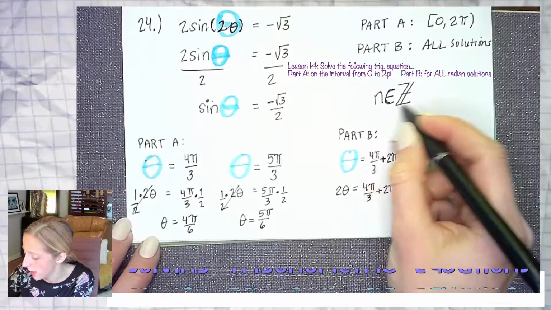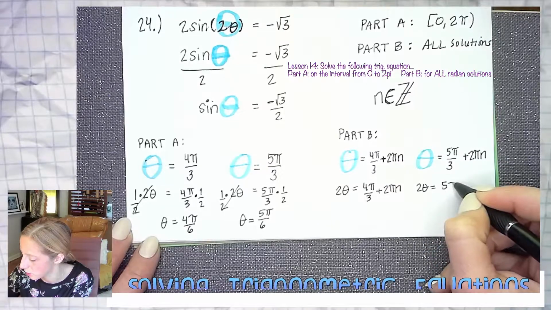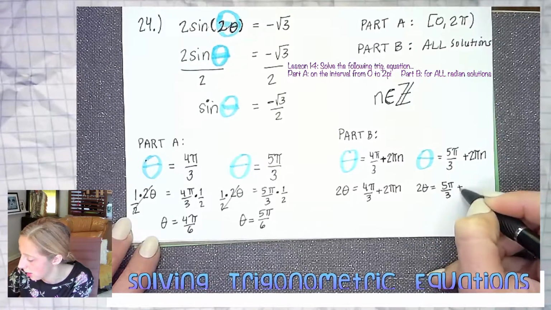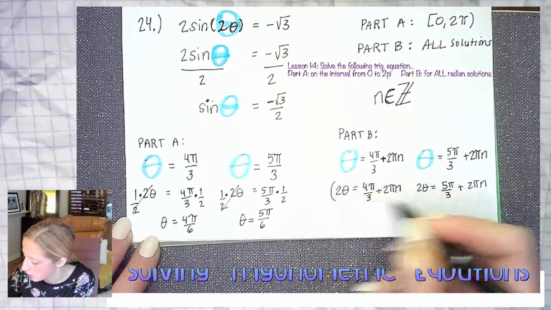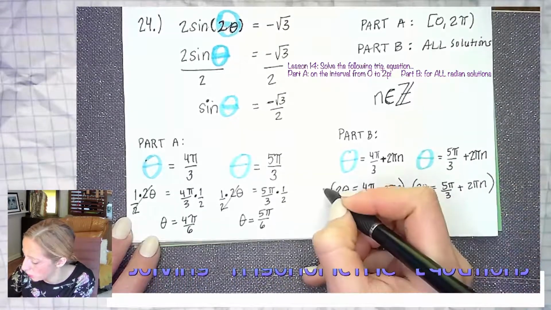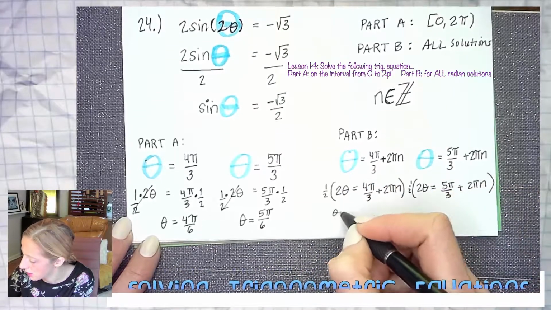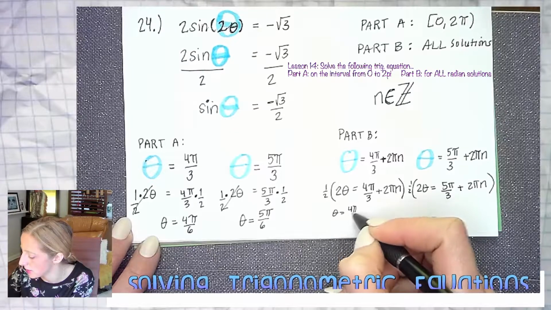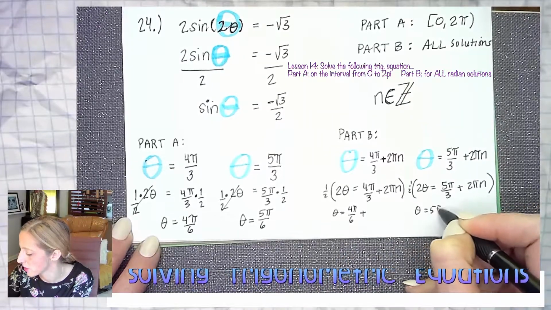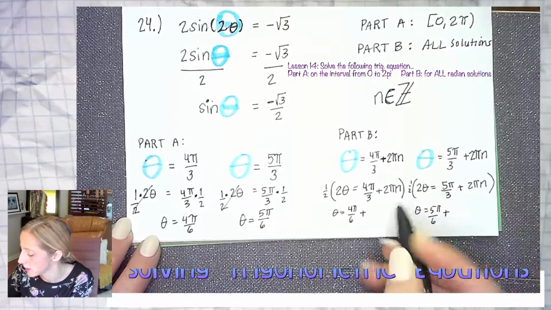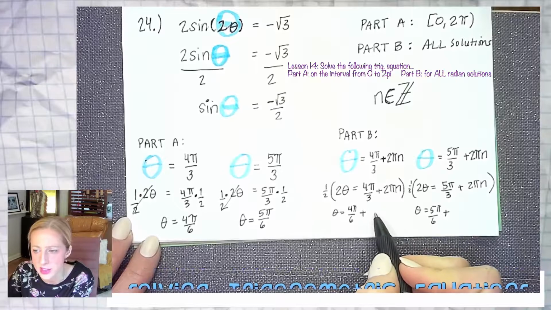So if you write n easy like this on top of your page once, you don't have to write it a dozen times. You could just keep it on top of the page, and every time you have n, it applies. I'm going to multiply everything again in both of these by a half. I get theta equals 4 pi over 6 plus, and then I get theta equals 5 pi over 6 plus, if I multiply 2 pi n by 1/2, can someone shout out, what does that turn into?